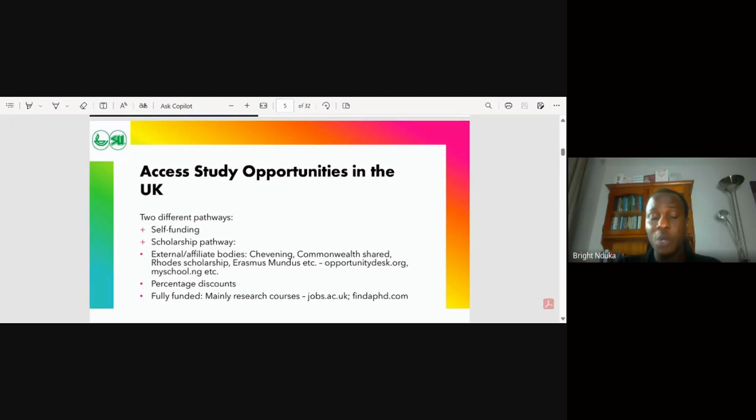Rhodes scholarship has a very strict age limit. I think if you are more than 25, you can't actually apply for Rhodes scholarship. Yeah, if you are more than 25 years of age, you can't apply for Rhodes scholarship.